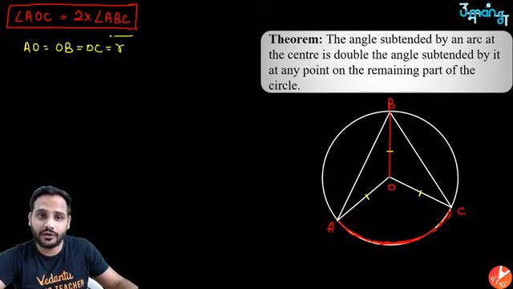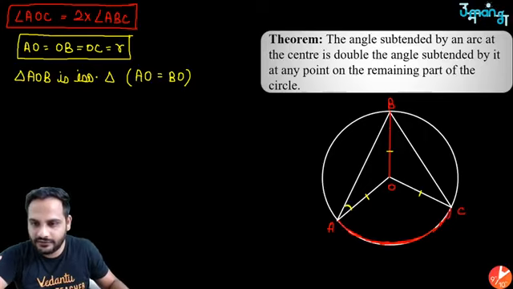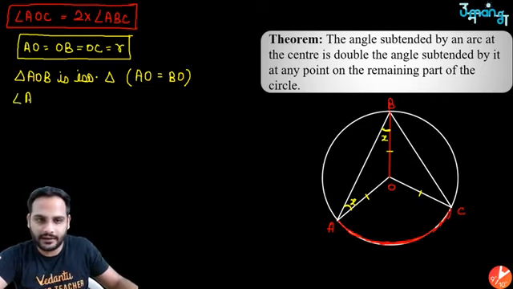Why? Because AO is equal to BO. So the angles opposite to these two equal sides are also equal. Opposite to OB we have this angle, opposite to AO we have this angle. Let us say both these angles are equal to X. So angle OAB is equal to angle OBA is equal to X degrees.